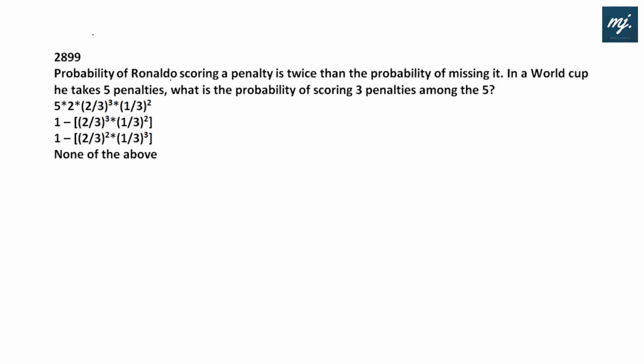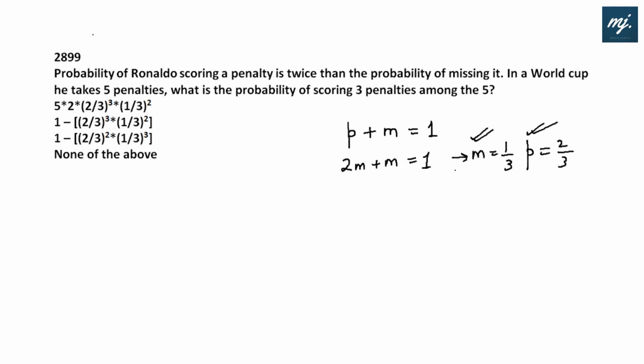Probability of Ronaldo scoring a penalty is twice the probability of missing it. So probability of scoring plus probability of missing should always equal 1, that we know. Probability of happening plus probability of not happening is 1. Now it is given that probability of scoring is twice the probability of missing. That means P equals twice M, so 2M plus M is 1. That gives M equals 1 by 3, and then P equals 2 by 3. P means probability of scoring, M means probability of missing.